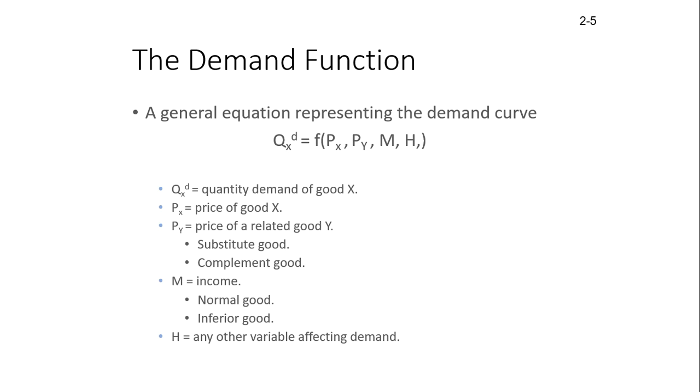Substitute good, substitute good, complementary good. M is for income. Those are the things I didn't write. Okay, you can write. Then normal good. Then this one is inferior goods. Then H, any other variable. Okay, so I think I'm okay now. All right. Thank you so much.